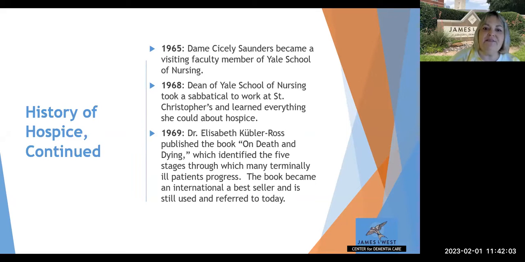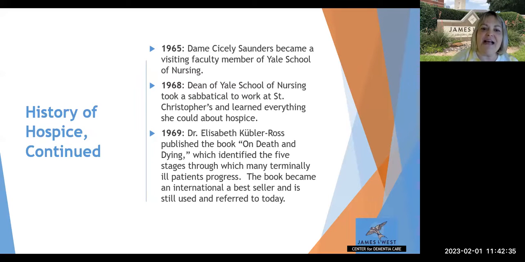So in 1965, she came and visited the Yale School of Nursing. In 1968, the dean of the Yale School of Nursing took a sabbatical to go work and learn everything they could about hospice. And then in 1969, this was the changing point in the United States. Dr. Elizabeth Kubler-Ross, many of you know that name, published the book on death and dying. Got it sitting right here on my shelf.